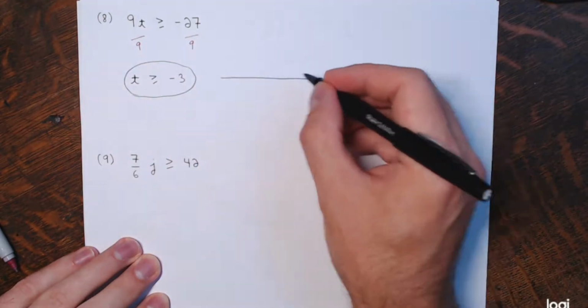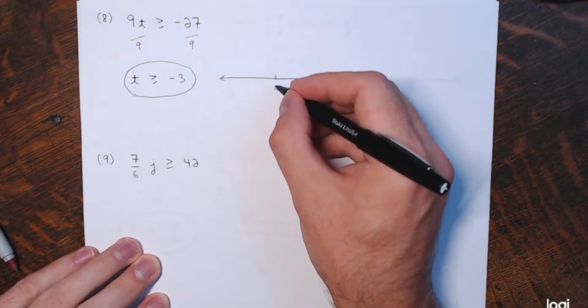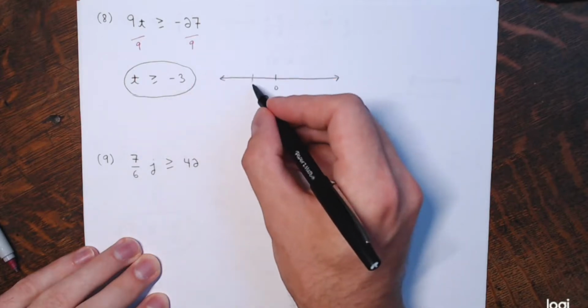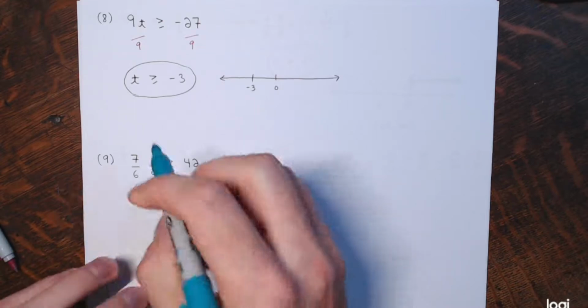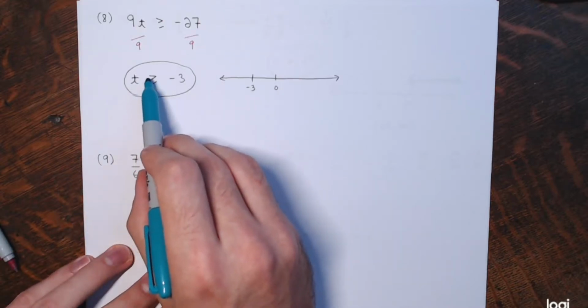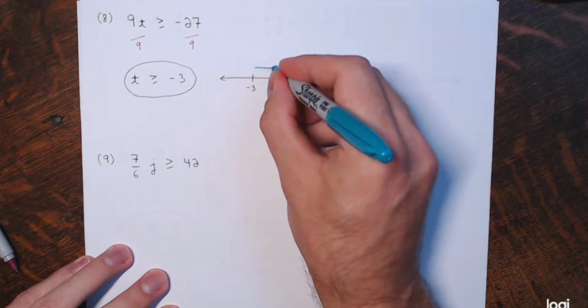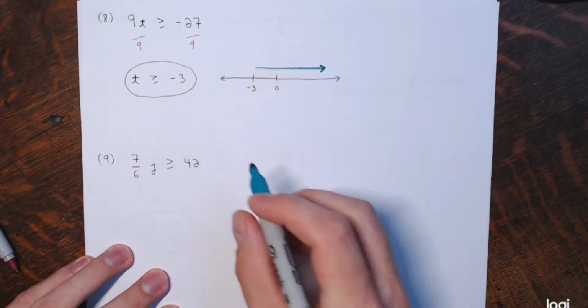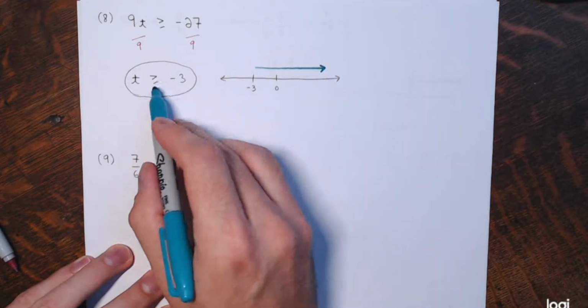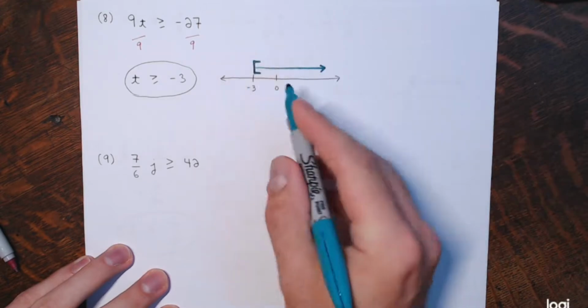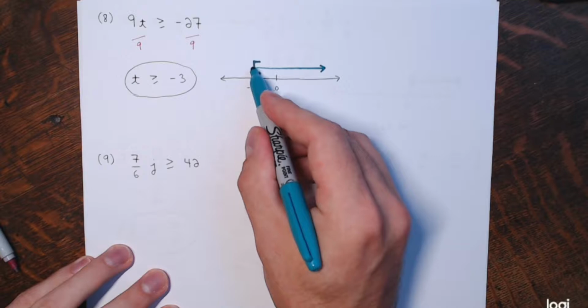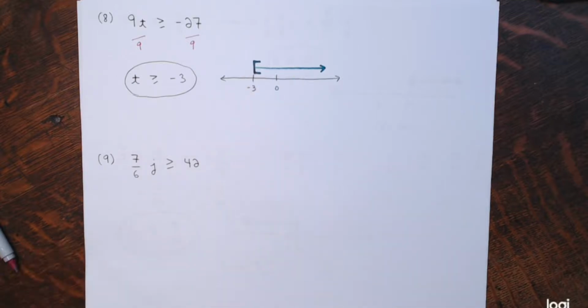Here's a number line, 0 here. Negative 3 would be to the left of 0 somewhere, right? There's negative 3. And our solutions are all the numbers greater than negative 3, so all the numbers to the right of negative 3, or equal to negative 3. This time negative 3 is included. So I have a bracket, a rectangular bracket, or a closed point, a dot above negative 3.